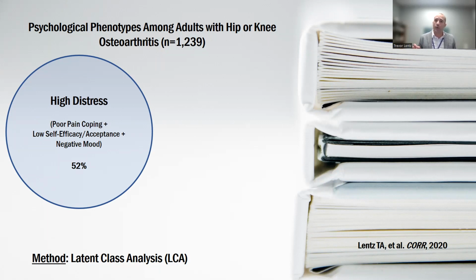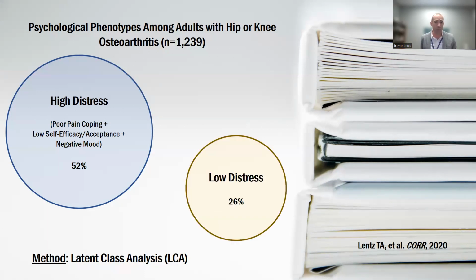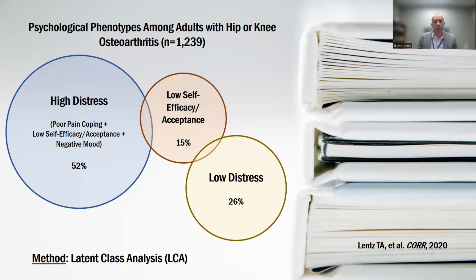were defined by high probability of having a yellow flag across almost all of these different psychological characteristics, or at least the vast majority of them. On the other end of the spectrum, we saw that there was about a quarter that had the opposite, so the low distress characteristics. So really low probability of having a yellow flag on any of these things that we're measuring.